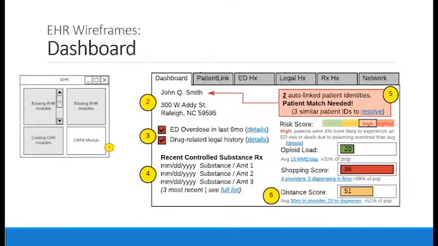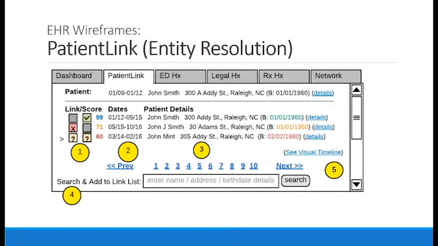Opioid load, which I think all the researchers agree we can't do, or it would be very dangerous to make it something as simple as MMEs per day. We'll talk some about details on that. And then this shopping score or network score and a distance score, as ways to think about driving to many providers, prescribers and dispensers.